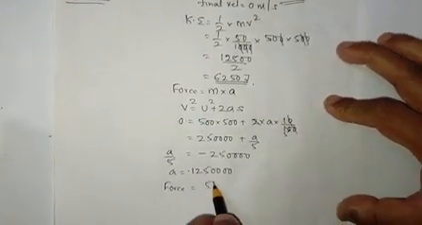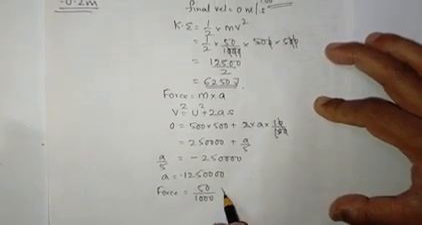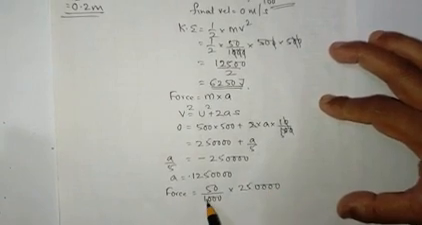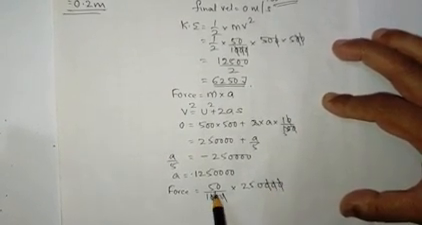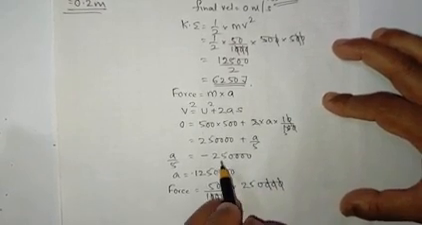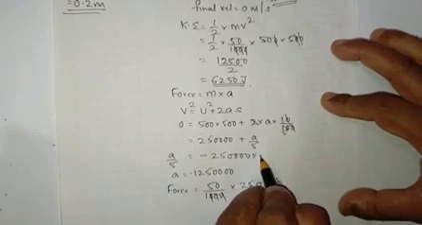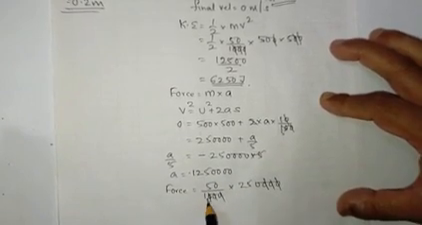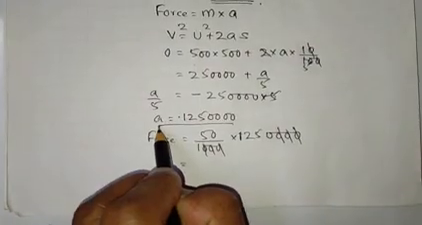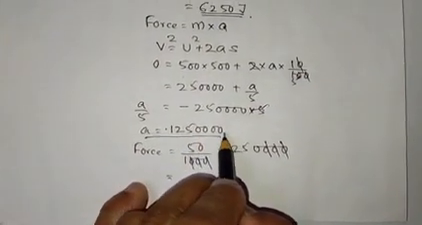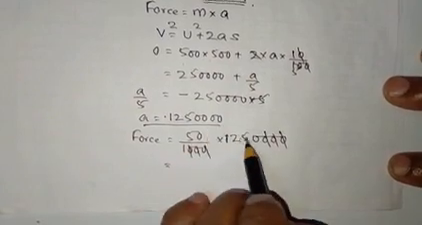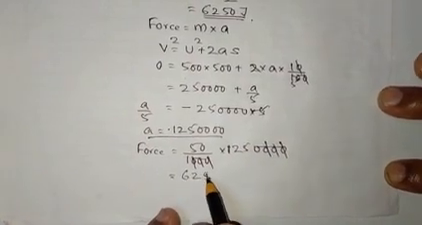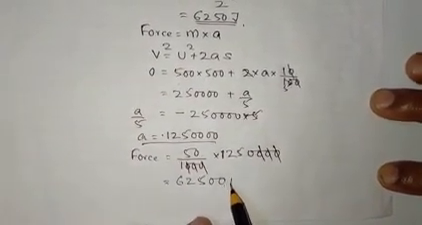Now I want to find the force. Force is mass into acceleration, that is 50 by 1000 into the acceleration 1250000. So I get 125 into 5, which is 625 and 2 zeros, 62500 Newton.